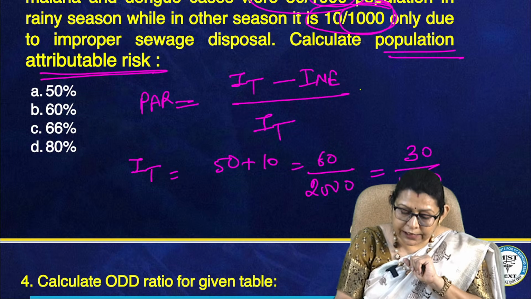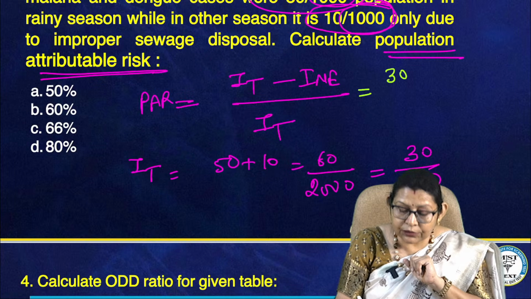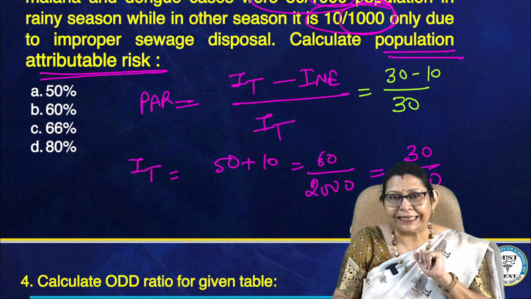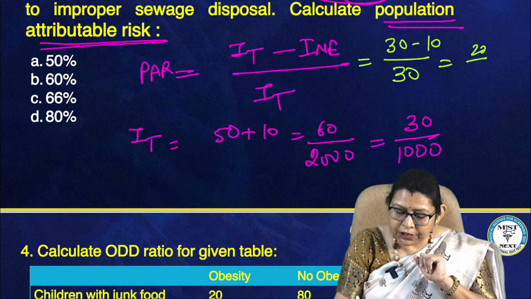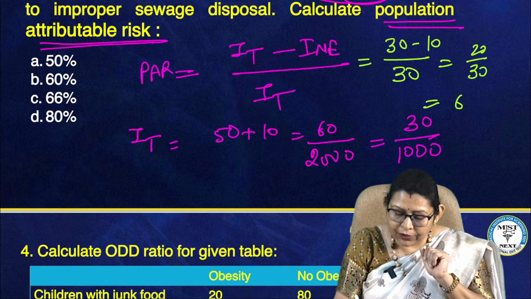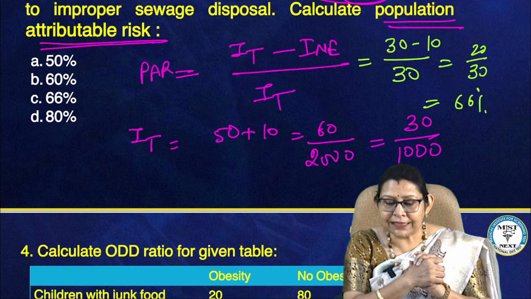Okay? So now the formula is: incidence in total, which is 30 per 1000, minus non-exposed, which is 10, divided by incidence in total, which is 30. It is 20 by 30, coming as 0.66, or it will be 66%.